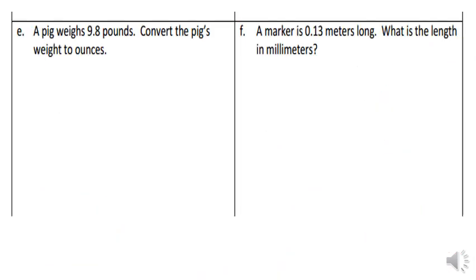E. A pig weighs 9.8 pounds. Convert the pig's weight to ounces. So I know 1 pound equals 16 ounces. So we have 9.8 pounds equals 9.8 times 1 pound. We're going to replace this unit of measure with 16 ounces because that's what it's equal to, times 9.8.